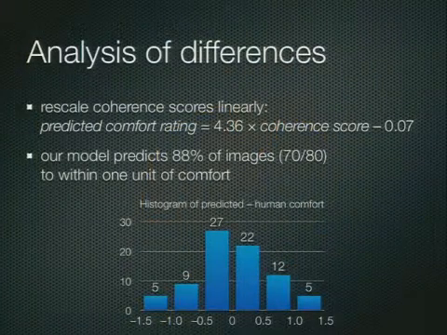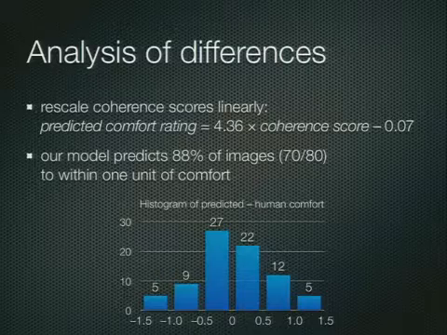But we were also interested in looking at how our model differs from human perception. So we rescaled our coherence scores, which are between 0 and 100%, into the same range as the human comfort ratings, between 1 and 5 on the Likert scale, using this least squares fit. And using this fit, our model predicts 70 out of 80 images to within 1 unit of comfort.